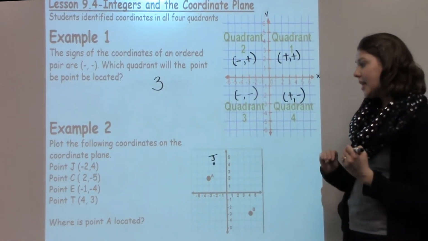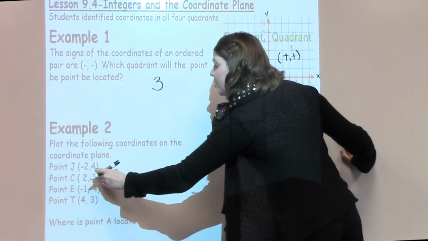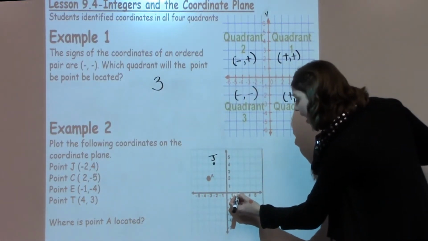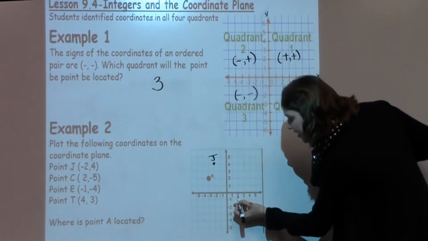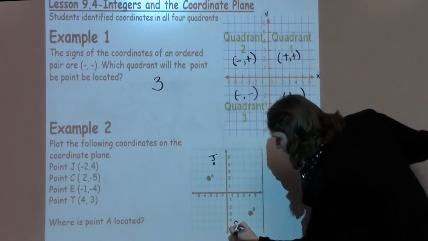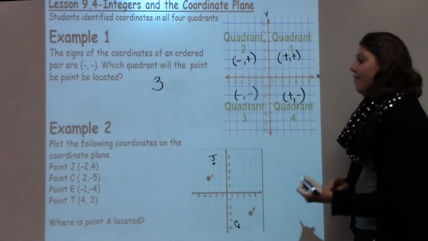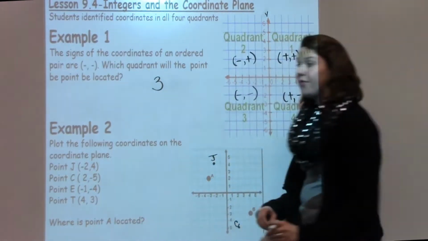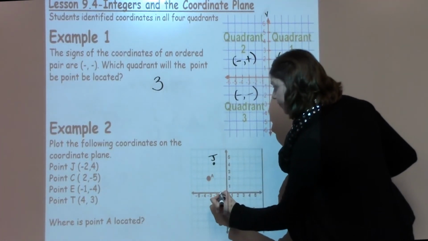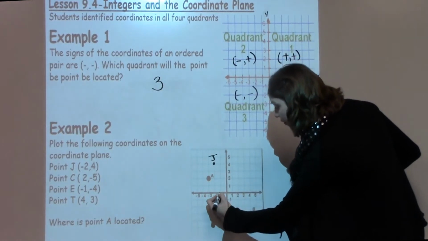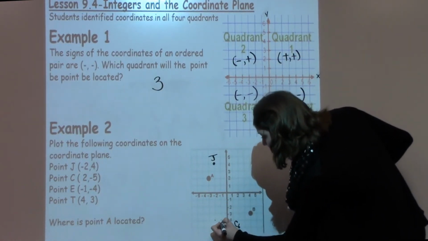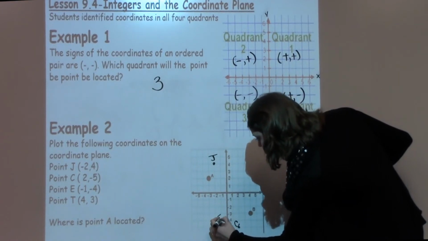When I look at point C, I'm going to go +2, -5. So I'm going to go over on my X, and then on my Y, in this case, I'm going to go down to -5. This is going to be point C. When I look at point E, I've got a -1 and a -4. So I'm going to go over on my x-axis 1, and then I'm going to go down 4. 1, 2, 3, 4. So that's going to give me my point E.